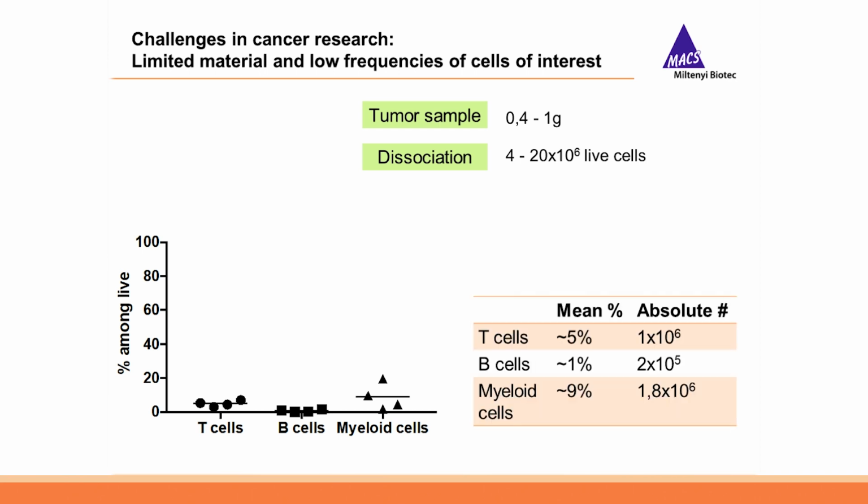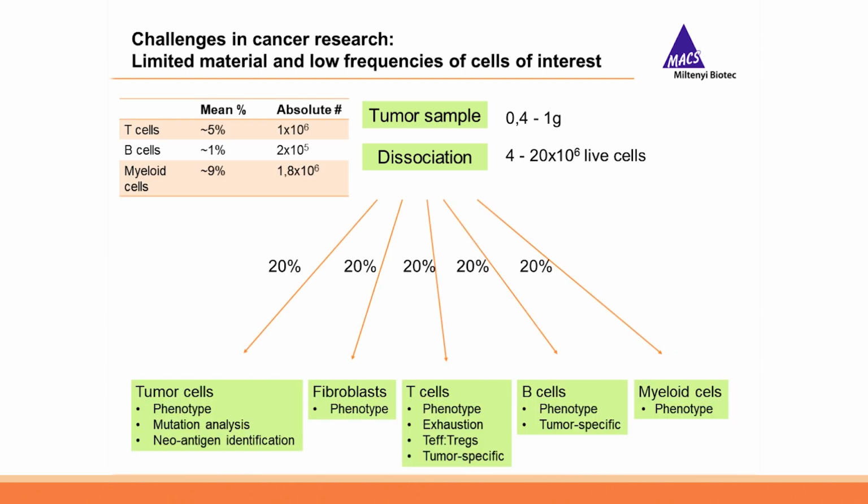I calculated in this table on the right the absolute number of T, B, and myeloid cells that we would obtain from a tumor with 20 million live cells containing the average frequency that we have observed among our samples. We'd get 1 million T cells, 200,000 B cells, and 1.8 million myeloid cells. However, if we have to divide our dissociated tissue in multiple samples to individually analyze the different cell populations, we would waste the majority of our cells.